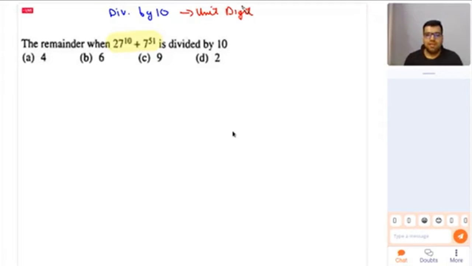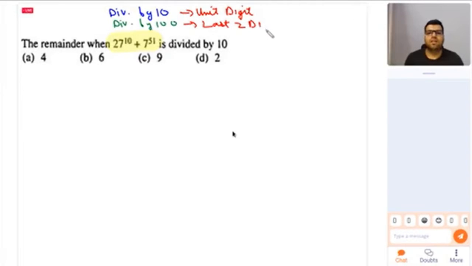Similarly, if it is asked what is the remainder when divided by 100, then you will have to tell the last two digits, basically the tens and unit digits both, and so on.